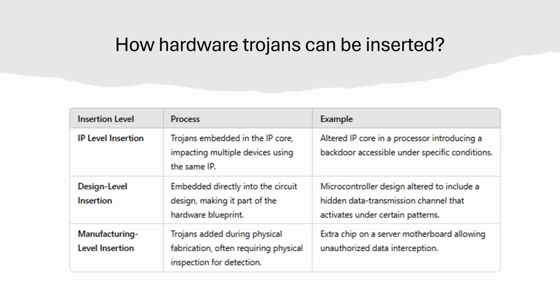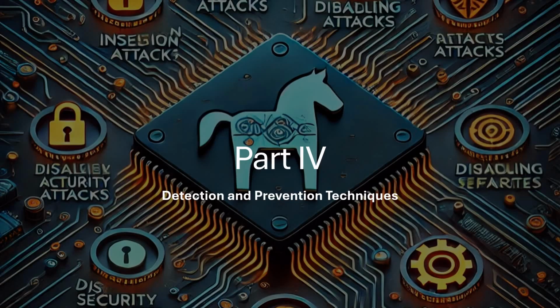Manufacturing level insertion is interesting too. Trojans are added during the physical fabrication process. So you need a fantastic and proper physical inspection for detection, which is actually very tough as well. You can have an extra chip on a server motherboard allowing unauthorized data interception, and somebody can find it only with proper physical inspection. So it can be at IP level, at design level, or at manufacturing level.